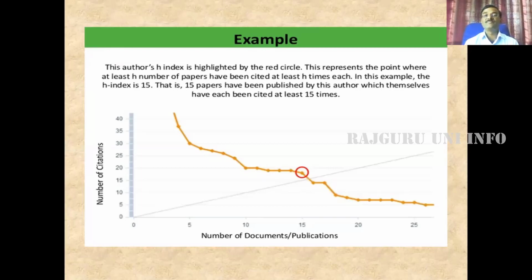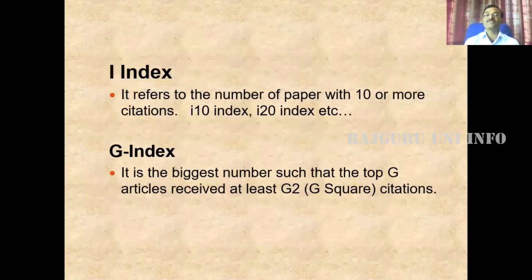That means 15 papers have been published by the researcher or the author, which themselves have been cited at least 15 times. Then another kind of index is the I index. It refers to the number of papers with 10 or more citations. If the same paper is cited 10 or more times, then it is considered in the I10 index. And at the same time, there is the I20 index also. If the paper is cited 20 or more times, then it is included in the I20 index. Like that, the I index is shown.